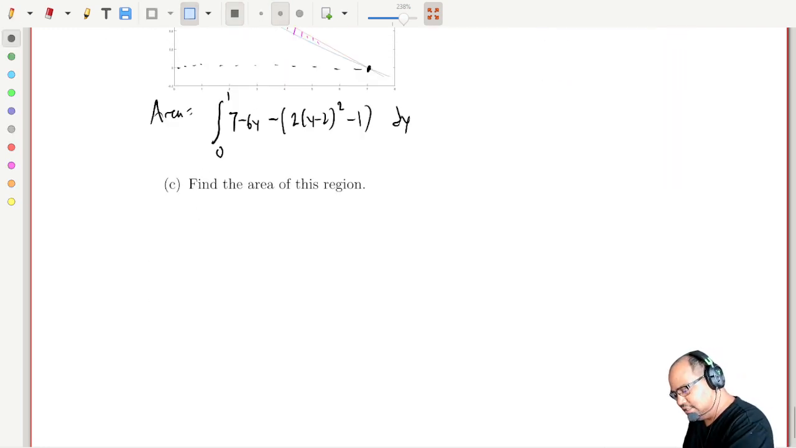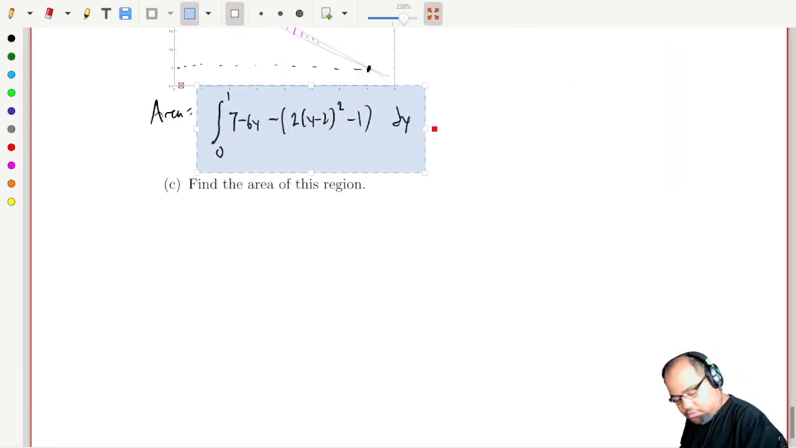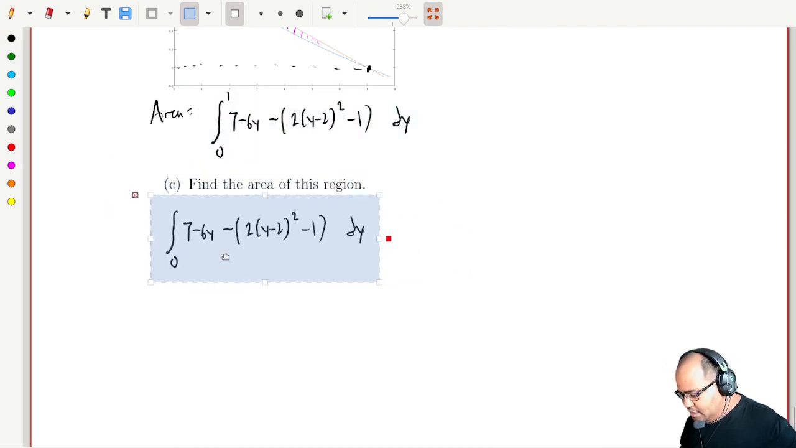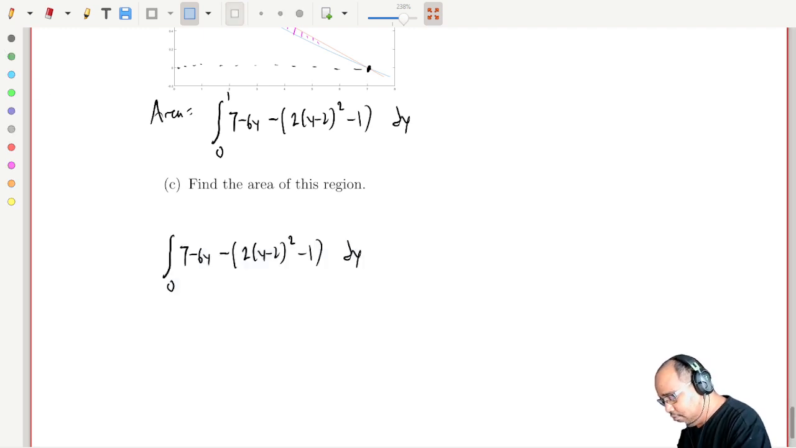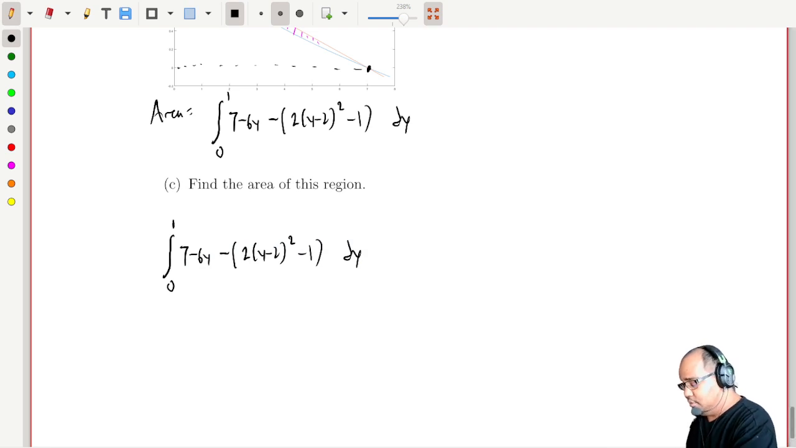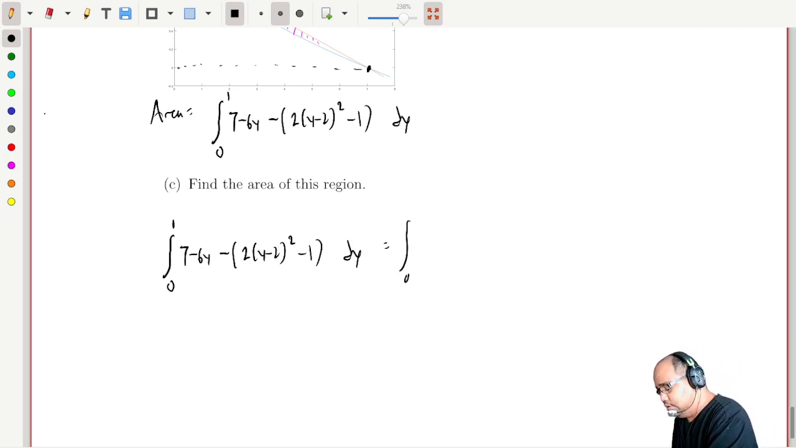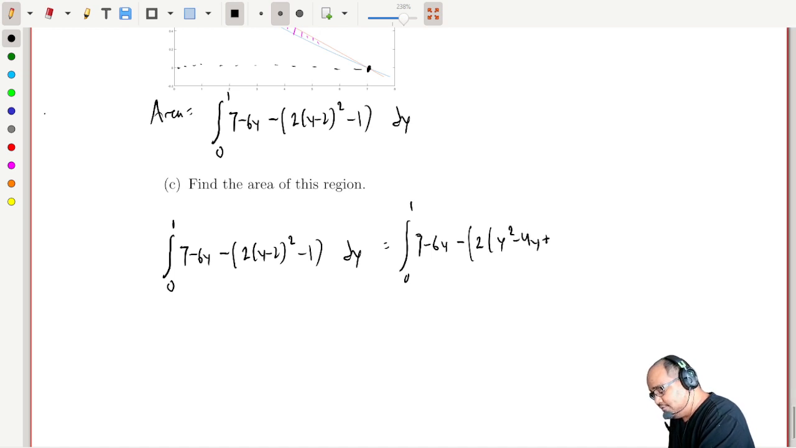So let's go ahead and find that integral. So we go ahead and start here. And I did not copy the 1 over, and that's fine. So now let's go ahead and collect some like terms here. So 7 minus 6y, okay. Now I'll have minus, let's be a little careful here. I'll distribute the minus at the end later. So y squared minus 4y plus 4. So we do the square first. Minus 1.